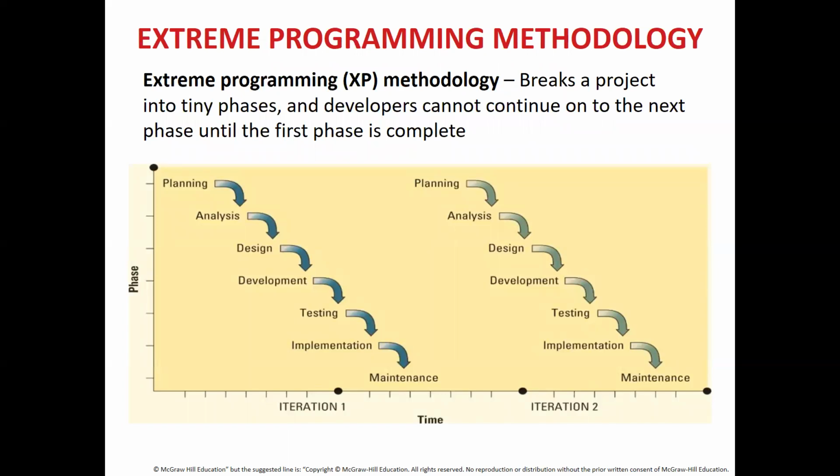Extreme programming or XP methodology breaks a project into tiny phases, and developers cannot continue to the next phase until the first phase is completed. What happens with XP, or extreme programming, is very much similar to waterfall. But within those different phases, for example the planning phase, the planning phase is further broken down into tiny phases. In a planning phase, you might have something like a business case or a business requirement analysis and so forth. So it's broken down into tiny pieces, and unless and until those are completed, you cannot move on to the next one.